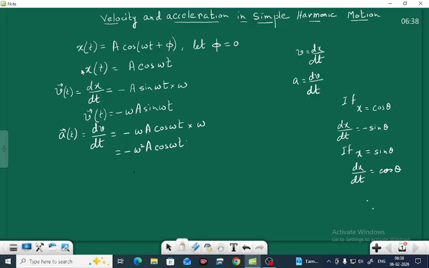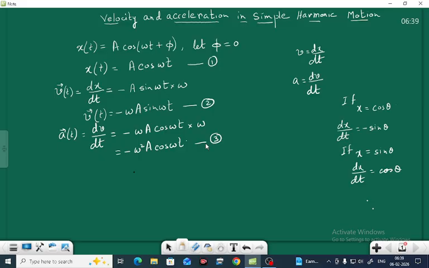So we are getting three things. One is equation 1, the displacement with time, this one is the velocity with respect to time, and this one is the acceleration with respect to time. So we are getting three equations. Now we will give the graph of these three equations so that you can understand which type of graph will be there.